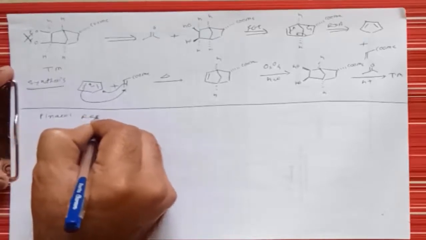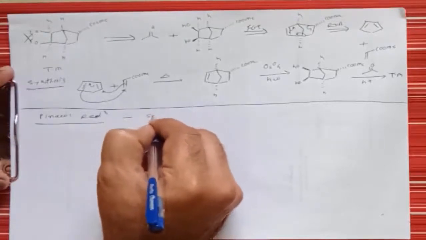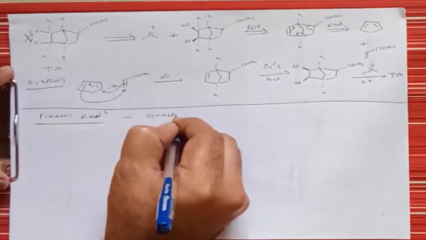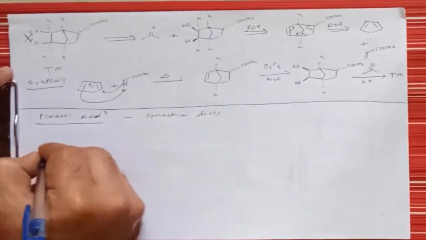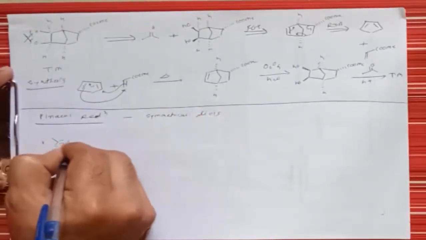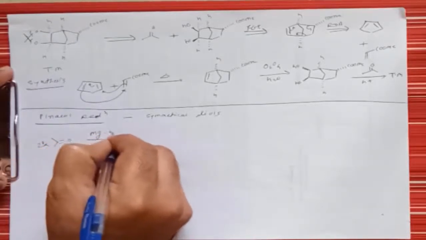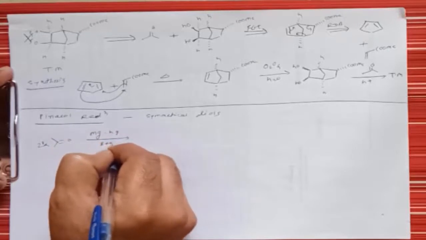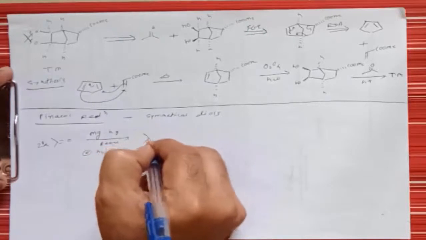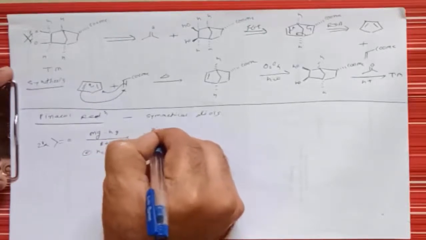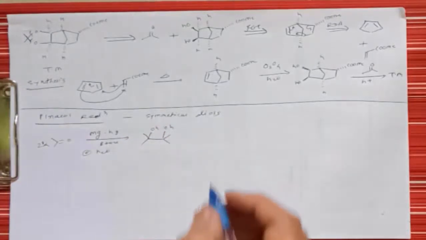In Pinacol reduction, if there is a symmetrical ketone, it gives formation of a symmetrical diol. How does it give a symmetrical diol? Because when two molecules of ketone are treated with Mg, Hg in presence of benzene as a solvent, and secondly if you add water, then it gives formation of a diol. This is called a Pinacol reduction.